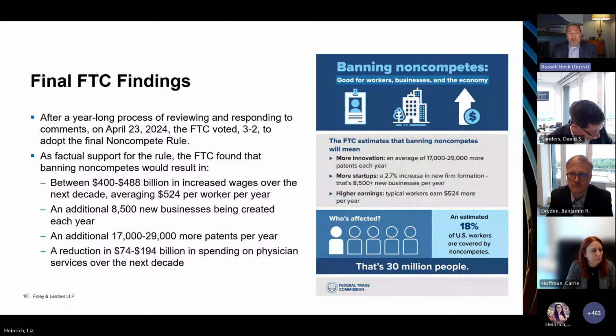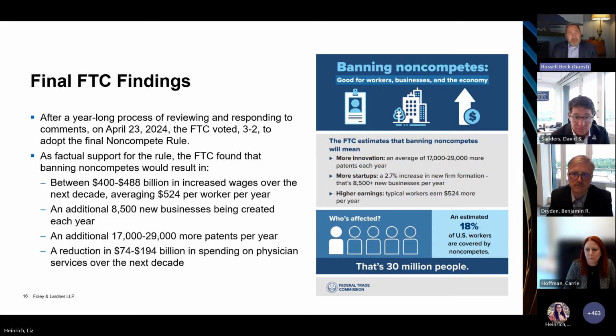15 months earlier, the number that they identified was not 400 to 480 billion over 10 years. It was 250 to 296 billion per year. No explanation for why they went from a number that was the genesis of the main core of why they wanted to ban non-competes. No explanation for how that changed so dramatically, which should be a little bit alarming, but it is what it is.